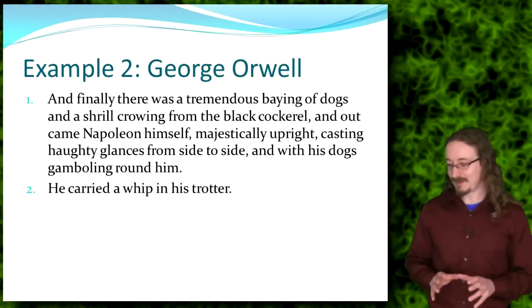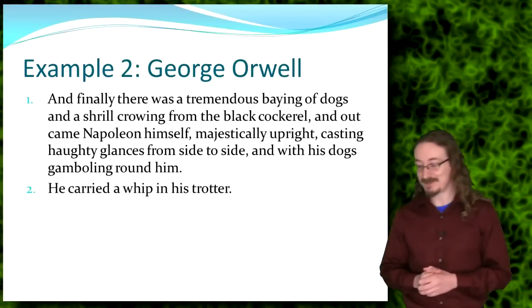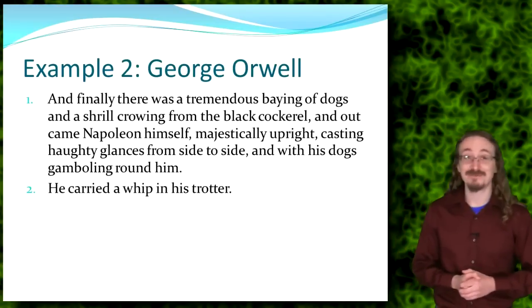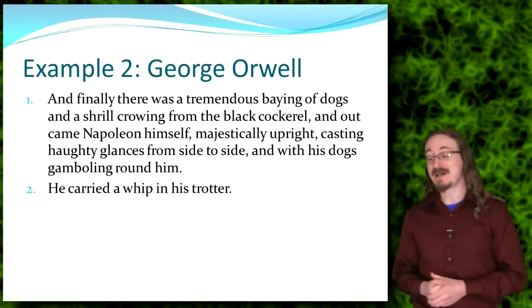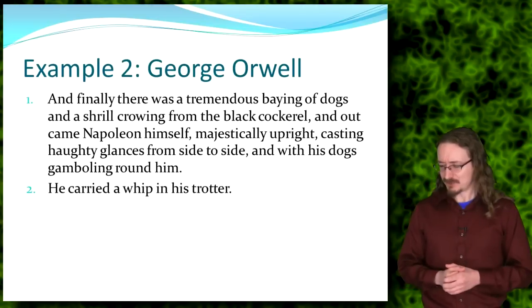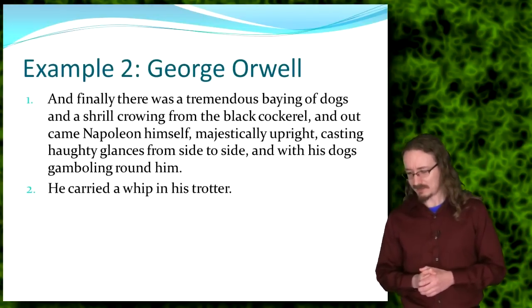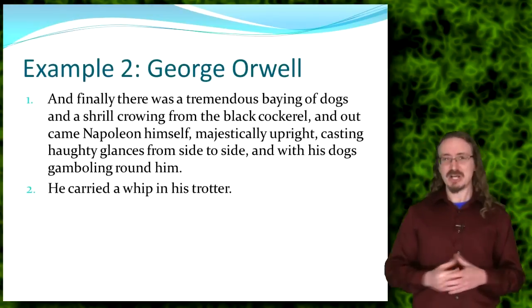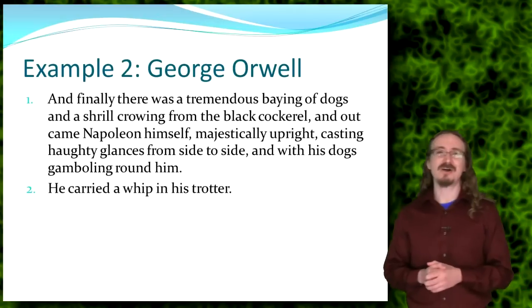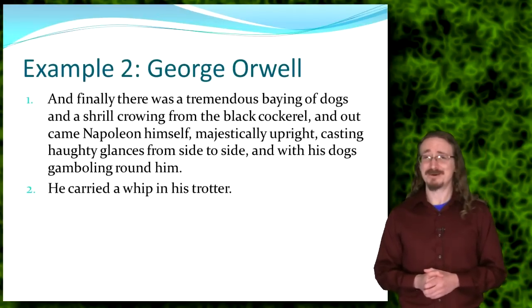Now here's an example of another short sentence that's used well. And I got the first part of the paragraph here so you can see how it has an impact. This is George Orwell, who wrote a book called Animal Farm, and 1984. This passage is from Animal Farm. So it goes something like this: "And finally there was a tremendous baying of dogs, and a shrill crowing from the black cockerel, and out came Napoleon himself, majestically upright, casting haughty glances from side to side, and with his dogs gambolling around him. He carried a whip in his trotter."